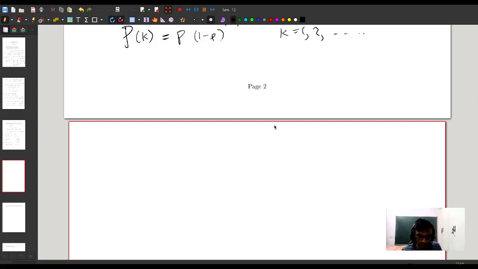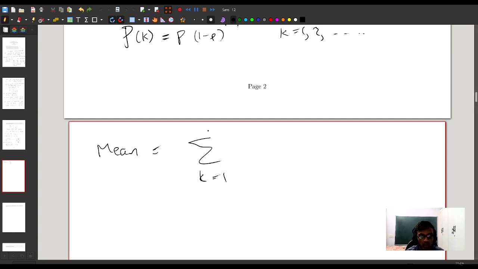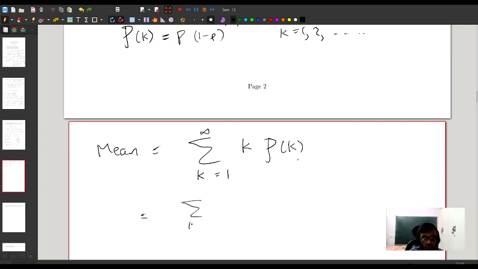So coming to the mean of the probability distribution, the mean is going to be the sum over the outcomes with non-zero support, k from 1 to infinity, k times p_k, which is the sum from 1 to infinity of k times p times (1 minus p) to the k minus 1.